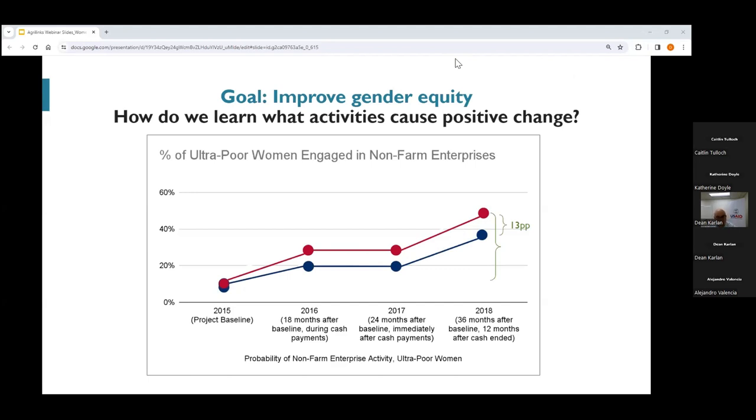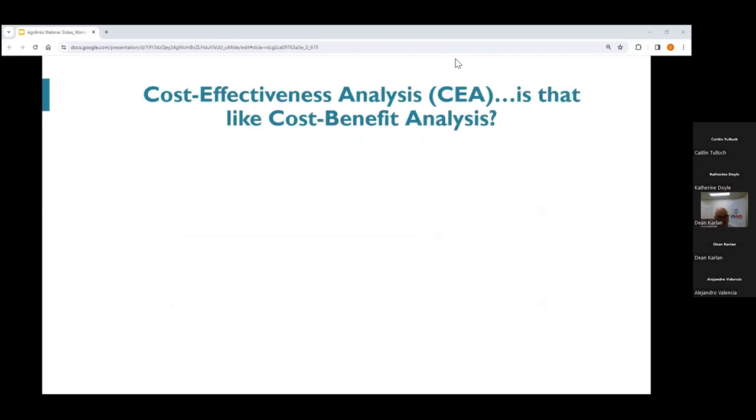But maybe women's off-farm work was steadily improving in this region, regardless of USAID's programming. That's the blue line, the counterfactual. Even if USAID had not run the cash transfer program, women's off-farm work would have increased. So our program still had an impact, but it's smaller than what we assumed without the counterfactual. The right answer is that smaller, green bar, the 13 percentage points.